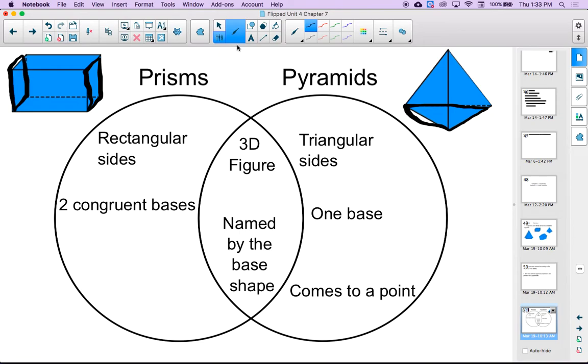You have 3 practice problems that you have to name in your note packet. Please remember to first identify the shape as either a prism or a pyramid, and then find the base shape, and then use that word to help describe your prism or your pyramid. Once again, this was called a rectangular prism. This was called a triangular pyramid.